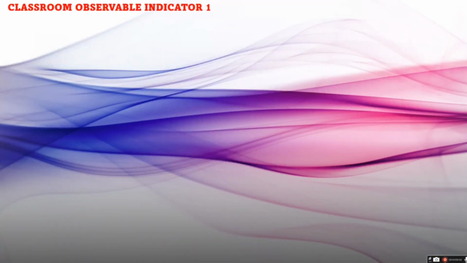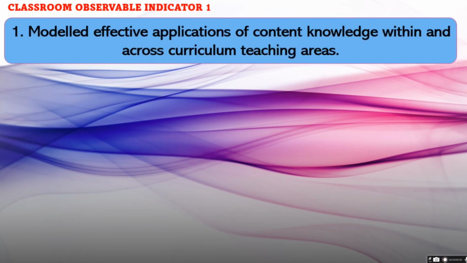For classroom observable indicator number 1, which is from Objective 1, modeled effective applications of content knowledge within and across curriculum teaching areas, paano ba tayo makakasigurado that we will get the highest possible score? We can consult the PPST Module 1.1.3 for some tips and advice.